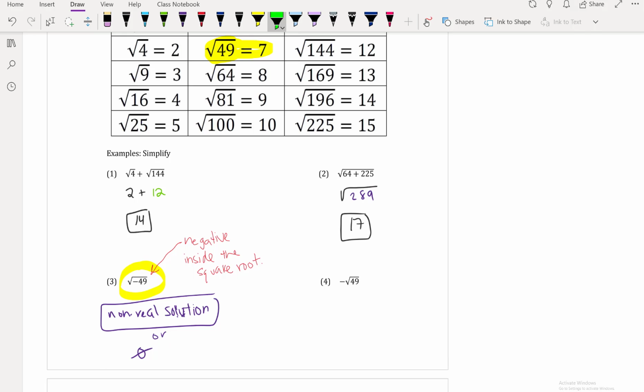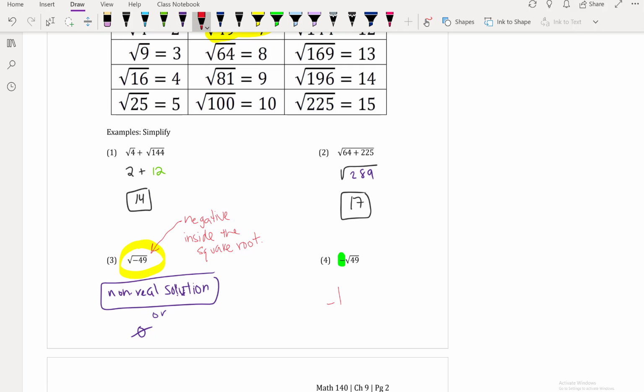Now, if you look at number 4, the negative is on the outside of the square root. This is really saying that you have negative 1 being multiplied by the square root of 49. We already know that the square root of 49 is 7, and you have that negative 1 on the outside being multiplied, so you end up getting negative 7 as your final answer.